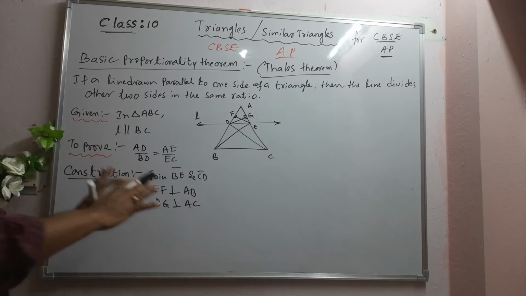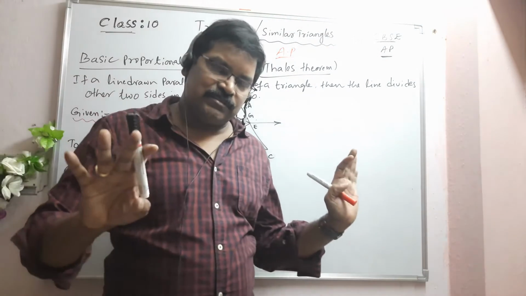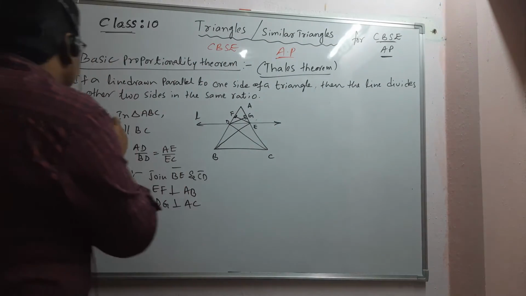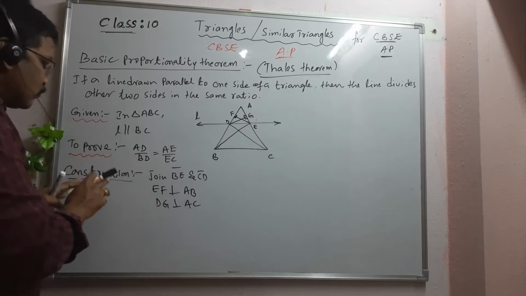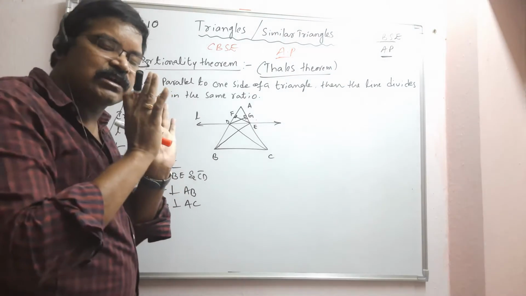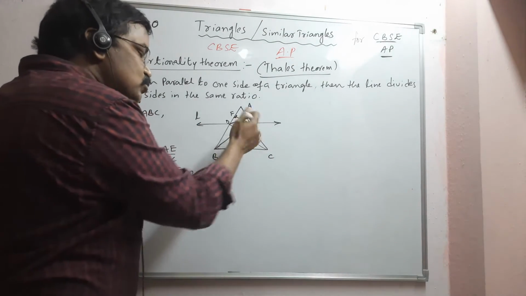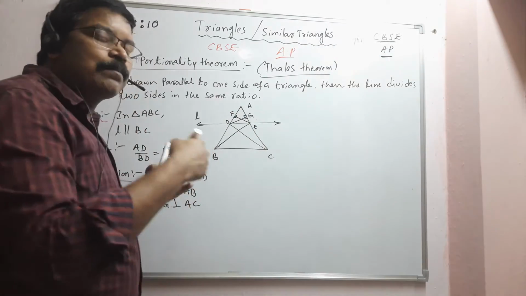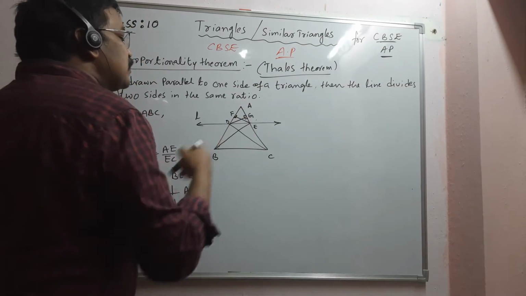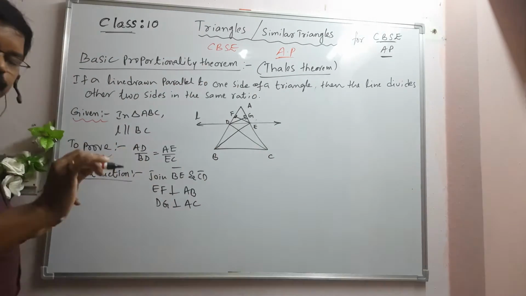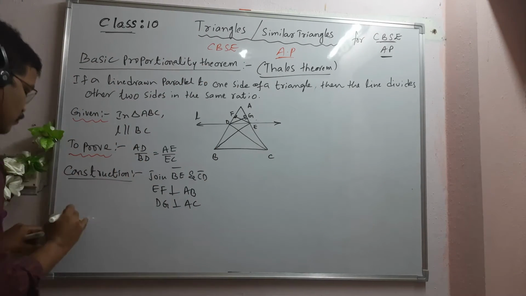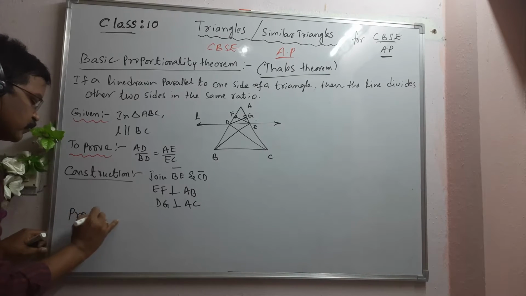Understand? Up to here I didn't say anything, I just wrote what is given and what is to be proved, and only the construction. I joined these two and drew perpendiculars. DG perpendicular to AC, and EF is perpendicular to AB. That's it, right? Now the main proof.